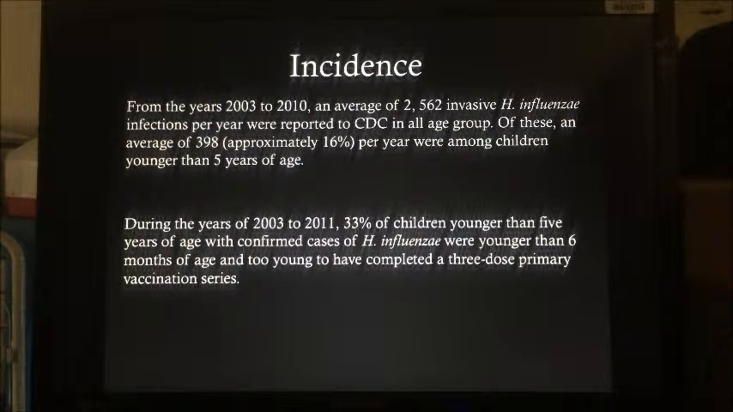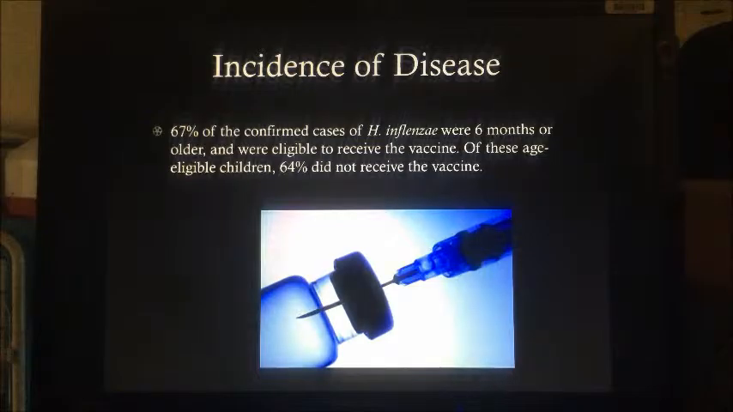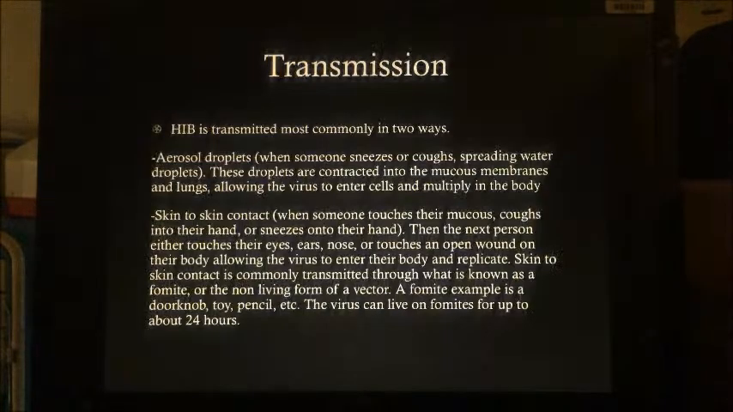So from the years 2003 to 2010, an average of 2,562 Hib infections were reported per year to the CDC. Of these, approximately 16% were kids younger than 5 years of age, and 33% of those children were younger than 5 years of age because they didn't have the vaccination. 67% of the confirmed cases were 6 months or older and were eligible to receive the vaccine, but 64% did not receive the vaccine, and that's why they contracted the disease.